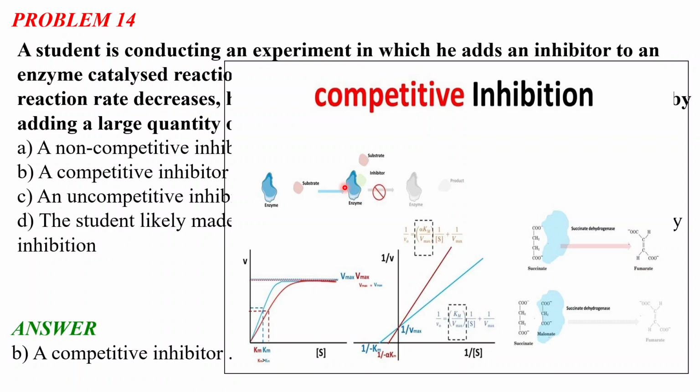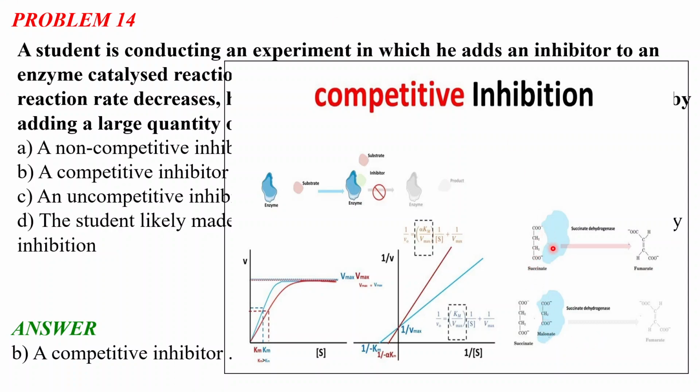But if he increases the amount of the substrate, so the concentration of the substrate is higher, there is more chance of the substrate binding to the active site, not the inhibitor molecule. That is why when there is a large quantity of the substrate, the rate becomes normal. So this is competitive inhibition basically.